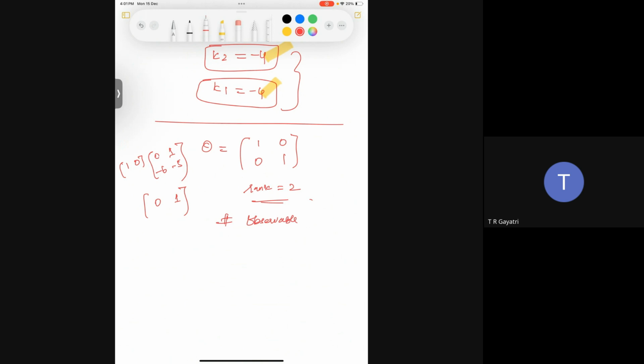Now we will solve some other problem. We'll solve one problem in linearization that is a real world problem.